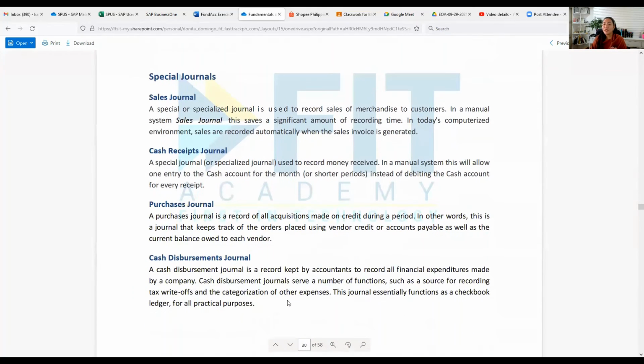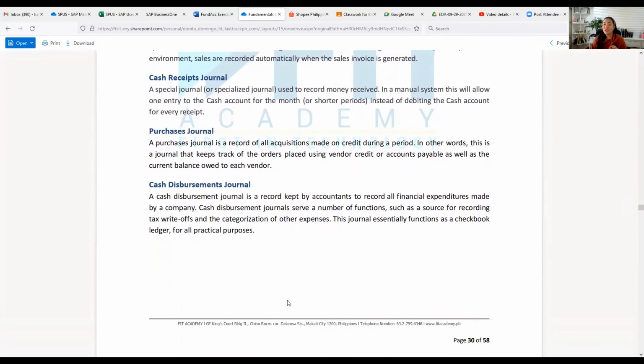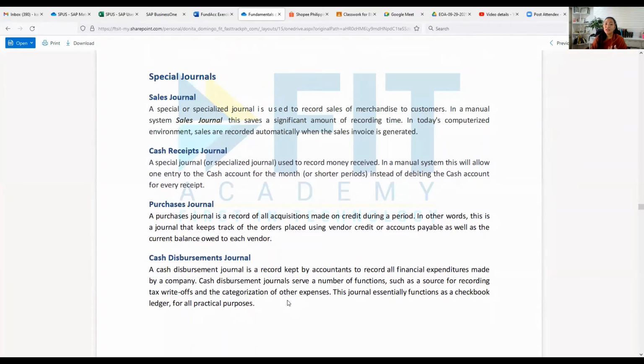So, what are the special journals? We have the sales journal, cash receipts journal, purchases journal, and cash disbursement journal. The sales journal is a special or specialized journal used to record sales of merchandise to customers. In a manual system, it is the sales journal.